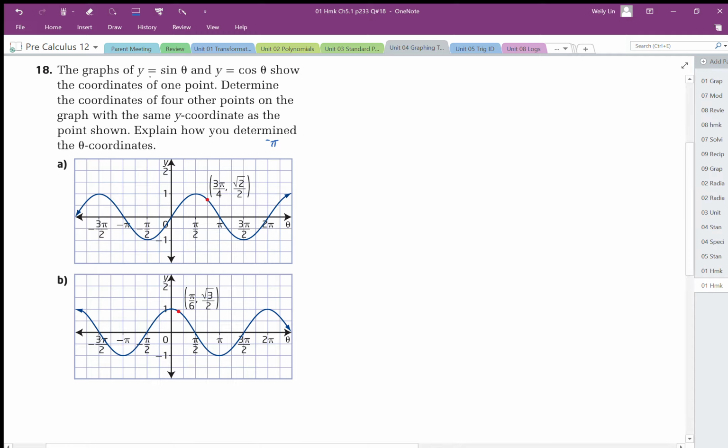Question number 18 gives us a graph of sine and cosine, and it gives us one point, and it wants us to determine four other points with the same y-coordinate. So I'm going to start with A, which is our sine graph, and I'm just going to draw in the line that represents the same y-coordinate. We want to find this coordinate here, this coordinate here, this coordinate here, and this coordinate here. And those points we're going to find by the use of symmetry.